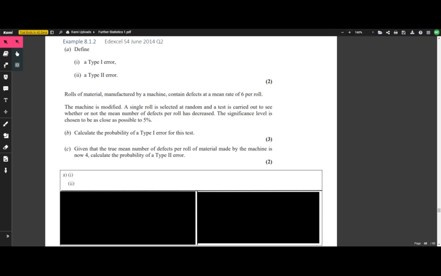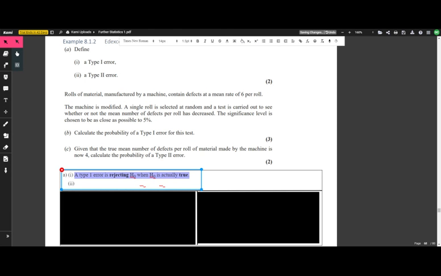This question begins by testing whether you know what a type 1 error is and what a type 2 error is. There's no context in part A, so we just need a general definition. A type 1 error is rejecting H0 when H0 is actually true. So we're not asking for the probability of a type 1 error, just simply what a type 1 error is, and that's it: rejecting the null when the null is really true.